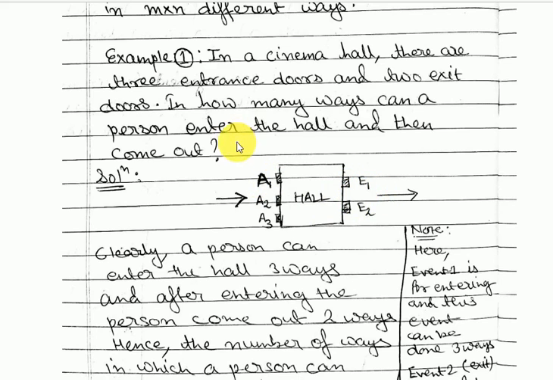So the question is, in how many ways can a person enter the hall and then come out? Here "and" is important. It means we have to consider 2 events, first and second, and we have to find how many ways the first event can occur and how many ways the second can occur, and we have to multiply that, because here it is "and".